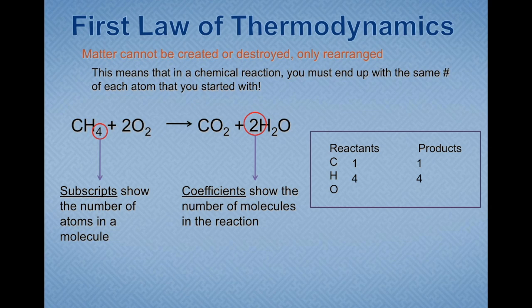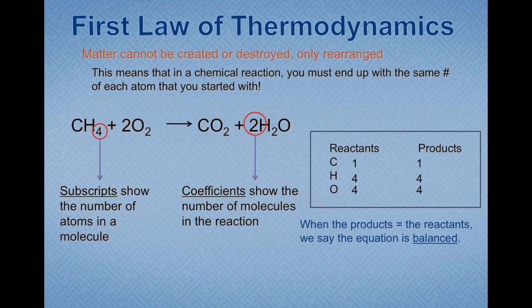And then, when we look at oxygen, we see that each O2 molecule has 2 oxygens, but there's 2 of them, so that's 4 altogether. And if we look at the products, we can see that oxygen is actually in 2 different molecules. There's 2 in carbon dioxide, and there's 1 in water, but there's 2 waters, so that's 2. So 2 plus 2 is 4, so that means we have 4 oxygen atoms in the reactants and 4 in the products. So when the products equal the reactants, we say that the equation is balanced.